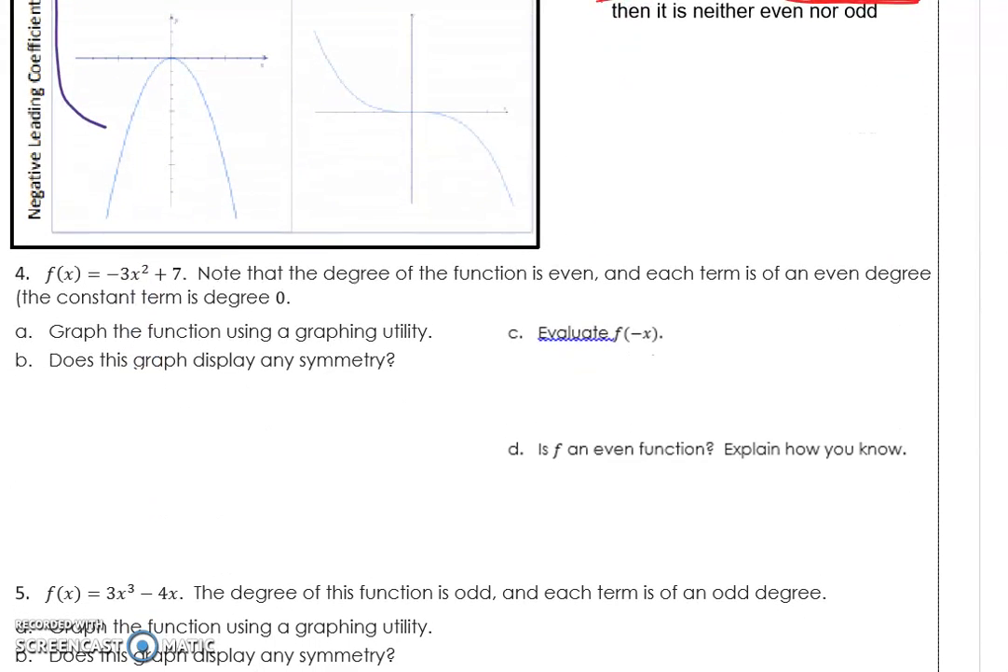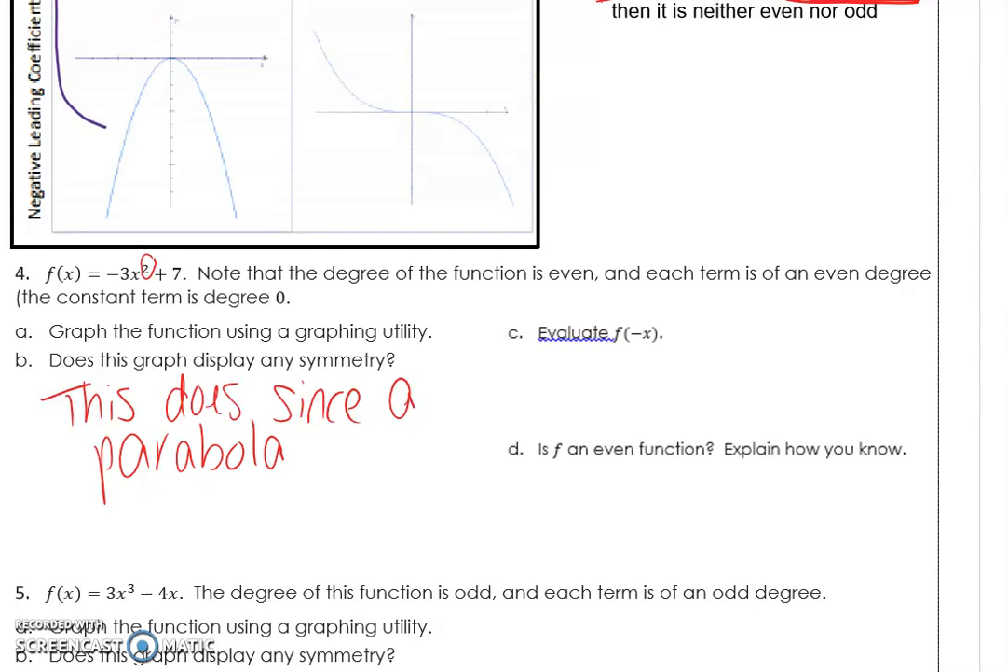So if we look at this first example here, it says that we're noting the degree is even since we have a degree of 2, an even number. So if you were to graph this, you would see that it looks like a parabola or like a U. But we are going to answer if it displays symmetry, and it does since it is a parabola. Draw a little sketch.